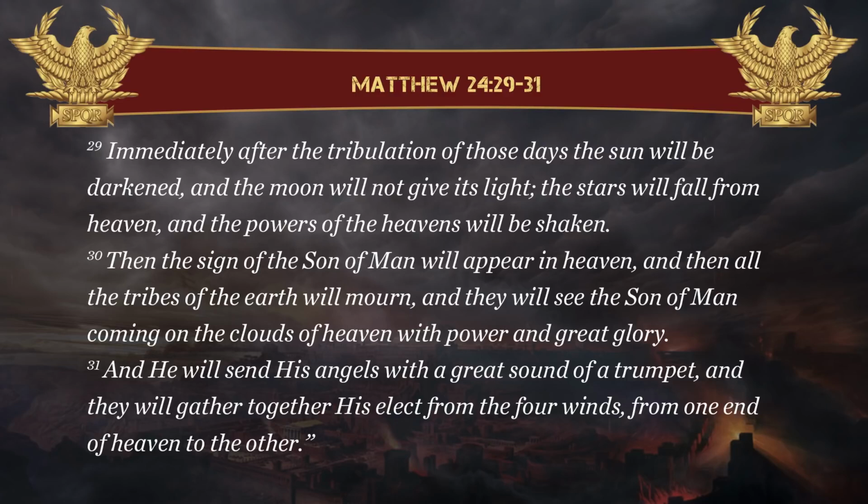Then it says in verse 31, and he will send his angels with a great sound of a trumpet, and they will gather together his elect from the four winds, from one end of heaven to the other. Clearly, Matthew 24 presents end-time events in chronological order. So let's go now to point number 6.